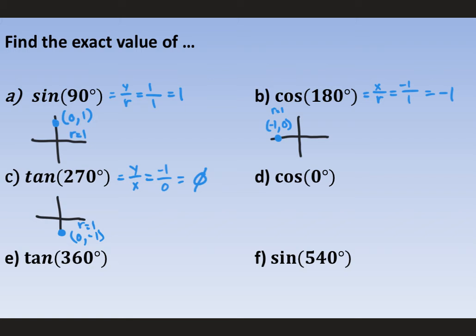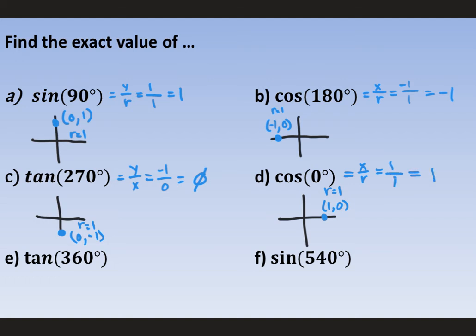Cosine of 0, let's go ahead and set that one up. So we draw our axes. 0 degrees is to the right over here. So we went to the right 1 unit and up 0 units, and our r value is 1. So our cosine, once again from earlier, is x over r. Here my x value is 1, my r value is 1, 1 over 1 is 1.